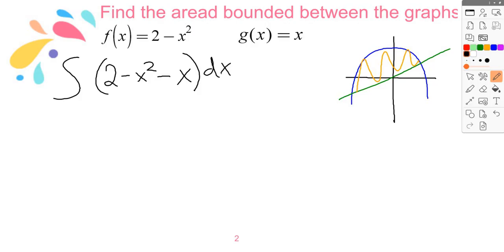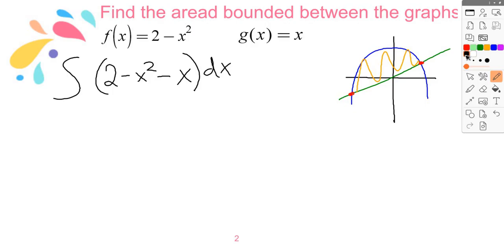So what do I use as my bounds? Oh, I need to find them. How do I find them? You have to find where 2 minus x squared intersects x, not the x-axis. So notice that this area is cut off by this point and this point. Agreed?